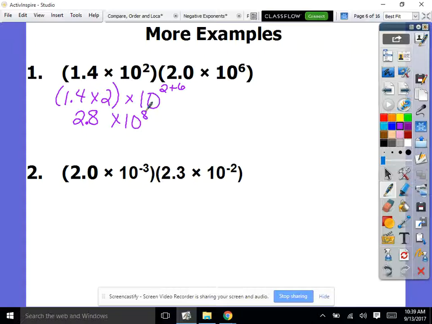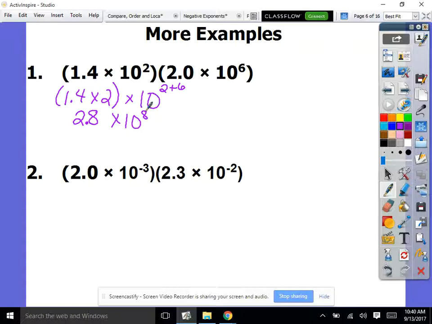And if they wanted us to change that to standard form, like we learned yesterday, we would just move our decimal to the right 8 times. But we're just going to leave them in scientific notation today, unless the problem calls for it to be otherwise.